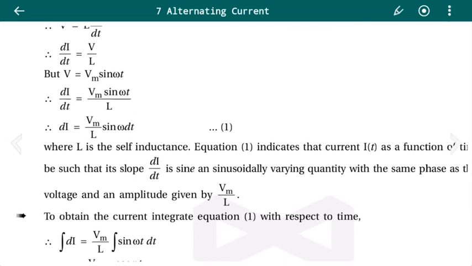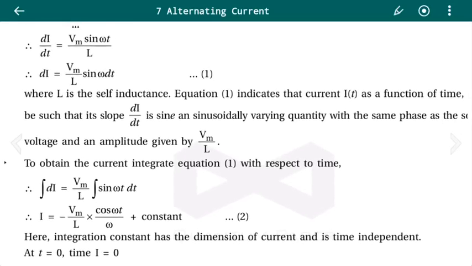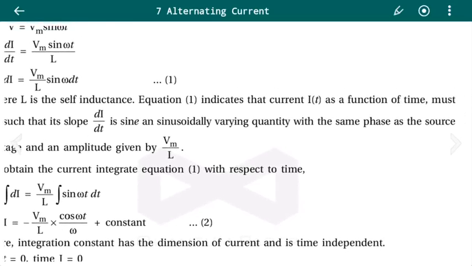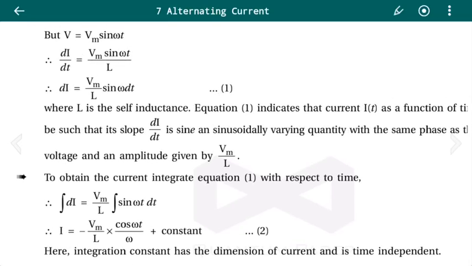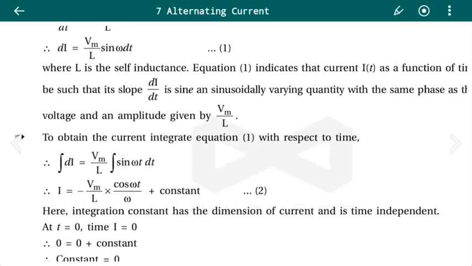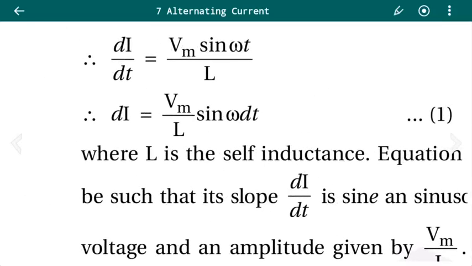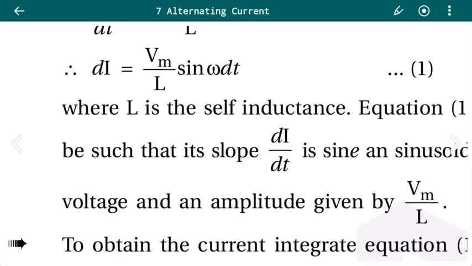Here L is the self-inductance, and equation 1 indicates that current i(t) as a function of time must be such that its slope di by dt is a sinusoidally varying quantity with the same phase as the source voltage and an amplitude given by Vm by L. To obtain the equation of the current, we have di on the left hand side. Now to get the current in the circuit, we need to integrate both sides.